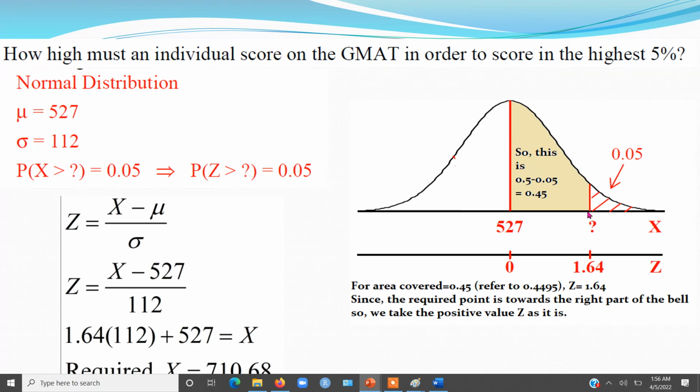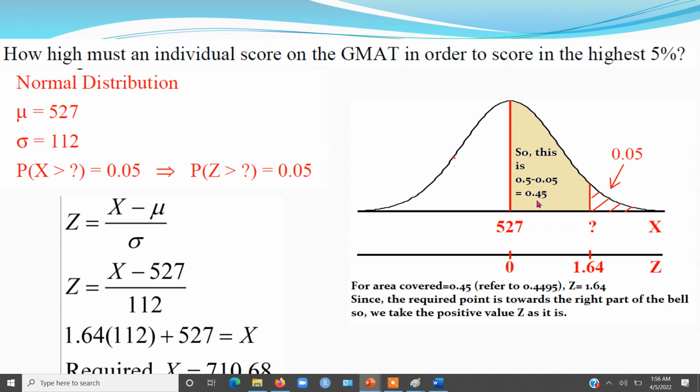So according to the graph, we don't know what the score is. That's why there is a question mark here. We don't know how high we should score to be in the top 5%. Okay, so this area is 5% or 0.05. Well, we know that the table is available from the center till a particular value. So if I subtract it from 0.05, I get 0.45.